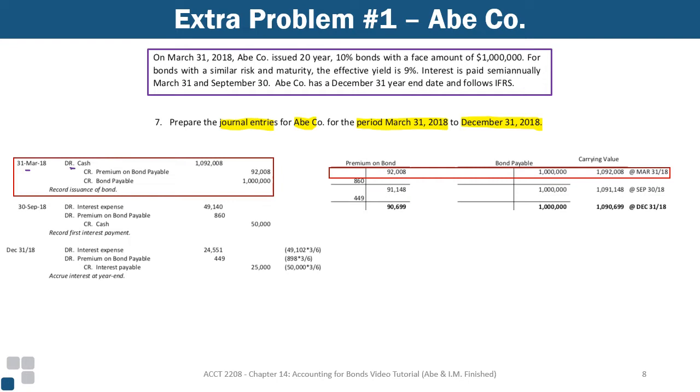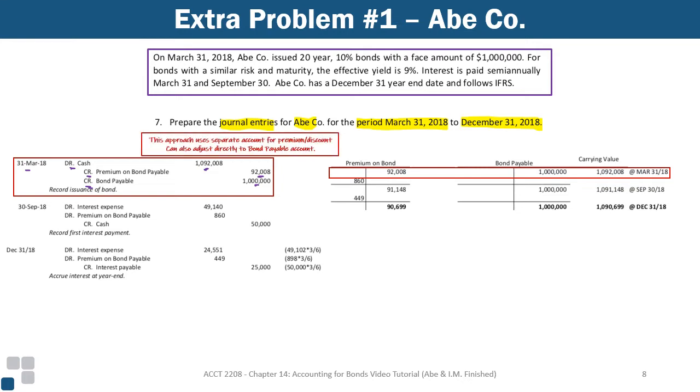We will debit cash. The company receives. Remember, we're dealing from the liability side of the balance sheet in this course. So you are the company, or Abe is the company, that's issuing the bond. It receives the cash. So it receives a present value of 109,208. We will then credit the bond payable for $1 million, and then credit the premium on the bond payable for the amount of the premium.